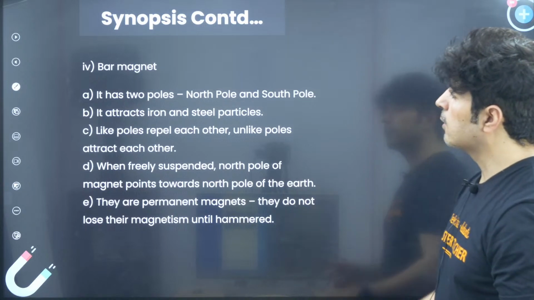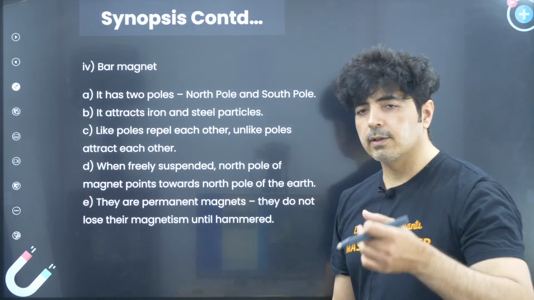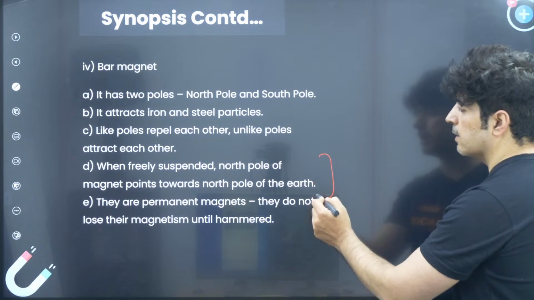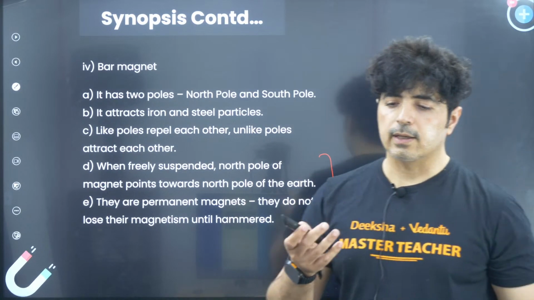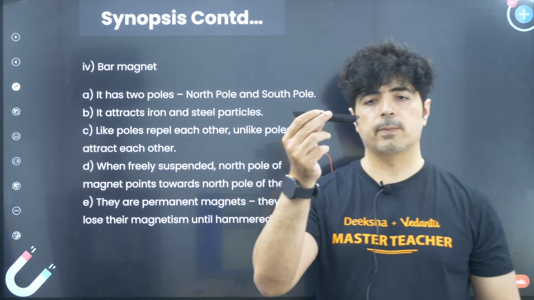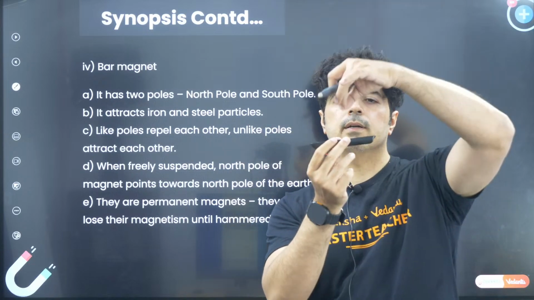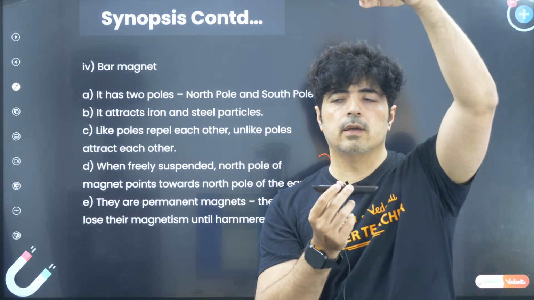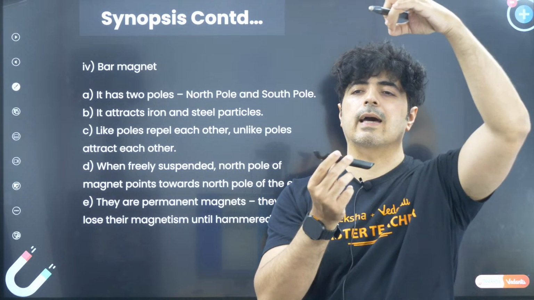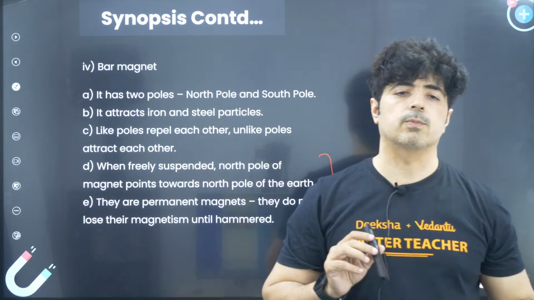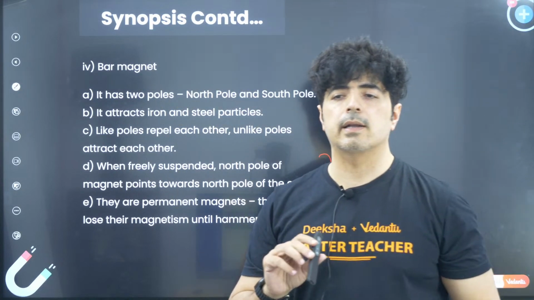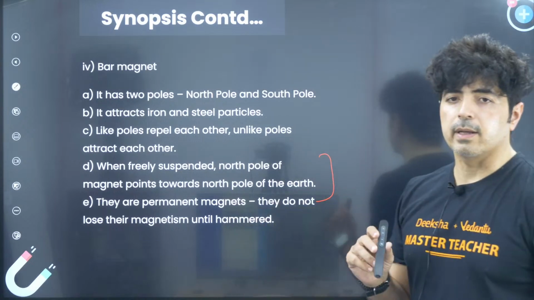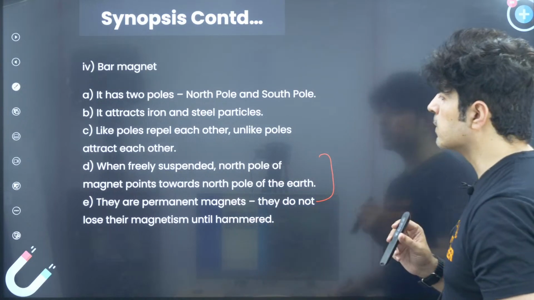A freely suspended bar magnet points its north pole towards the north. This is how the compass is made. If you take one bar magnet and suspend it with a small thread, you will see it automatically aligns itself with the earth's north and south pole. This is the basic idea of the magnetic compass.